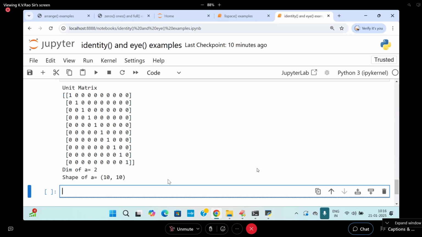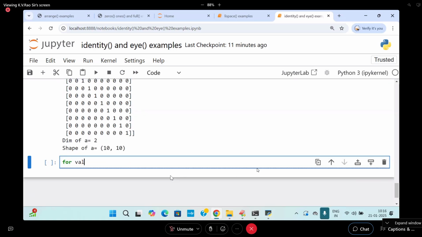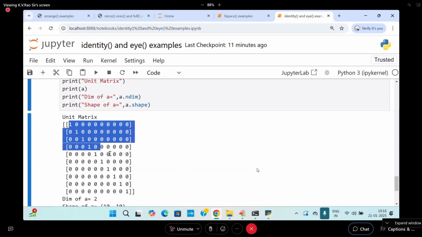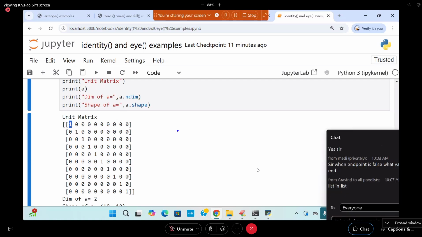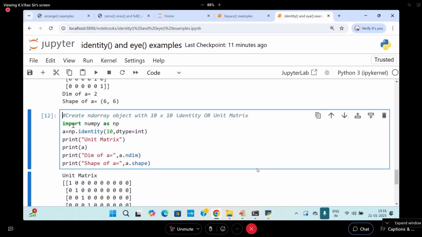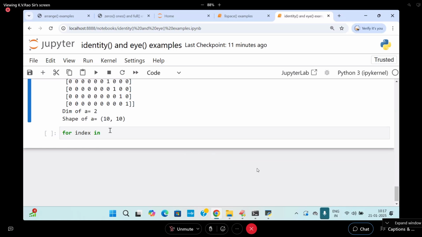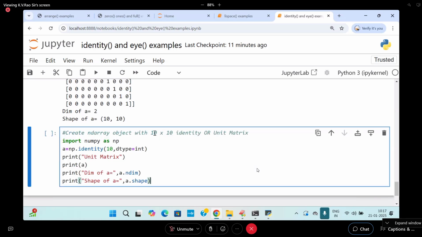First of all, for value in. Come on, how do you print it? First of all, I want to go for it. For index, I want to get this type of index. How do I go for this now? What is the index of this? First, that is the main problem.